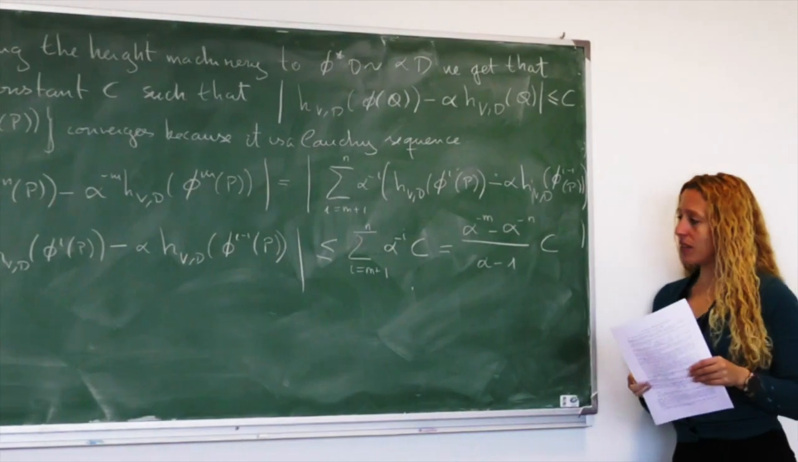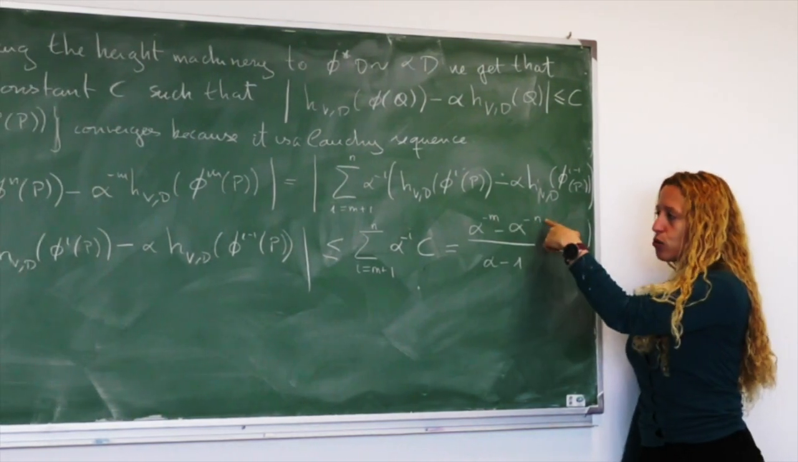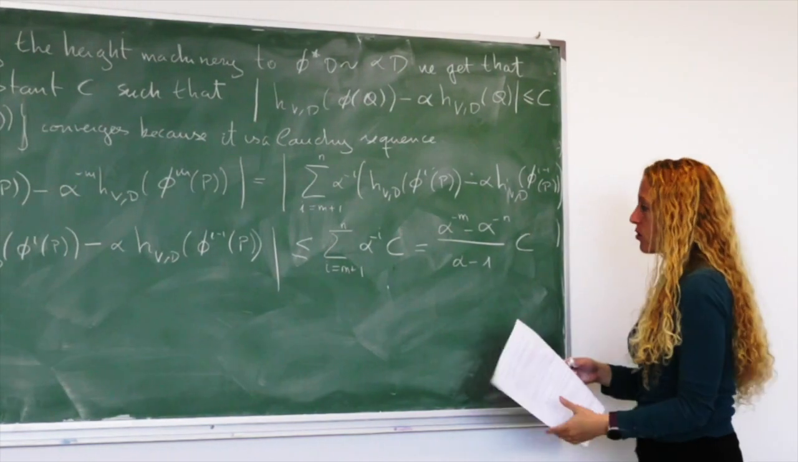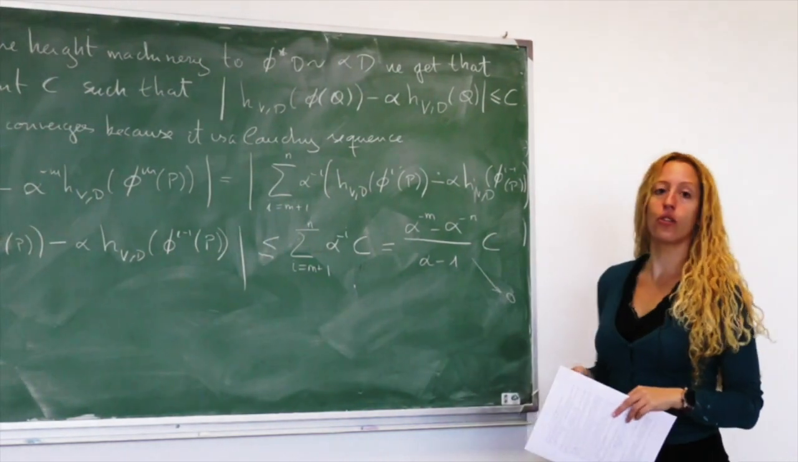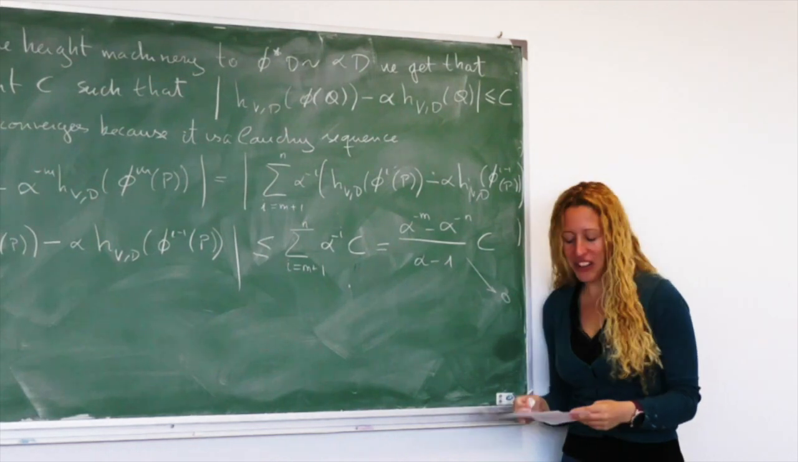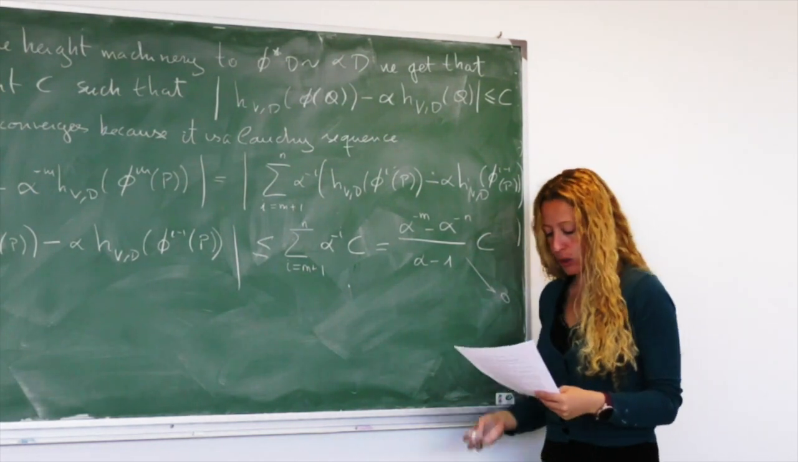And now this is easy to see. C is a constant. So if m and n go to infinity, this goes to 1 minus 1, so 0. This is also a constant, so this goes to 0. And this is a Cauchy sequence, and it converges, and so the limit exists, and everything is well defined. So we have what we want.